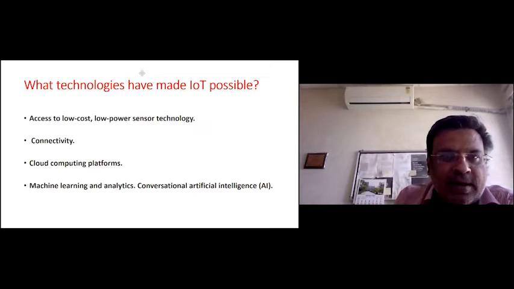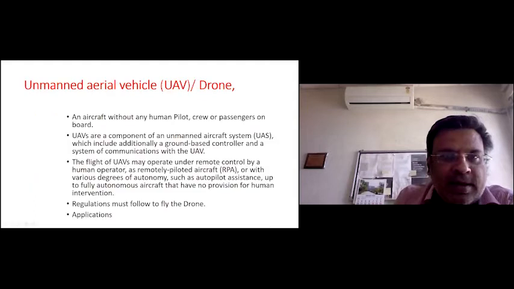Basically, these are the four things which make IoT possible: low cost sensors and low power devices, very easy connectivity, cloud computing, and machine learning analysis. So we can easily implement IoT over there.